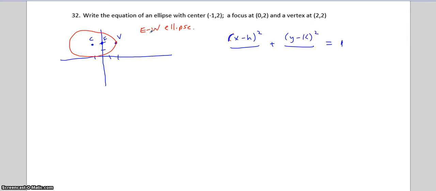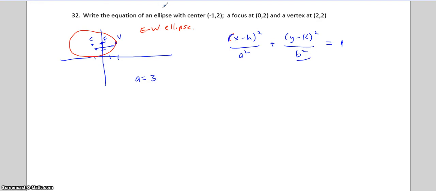In this case, since it's east-west, a squared has to go under the x term, b squared has to go under the y term. We have a here, the distance between the center and the vertex. You just get to count over. We're at negative 1, 2, 3, so a is going to be 3. And it's the same, just like the last problem.